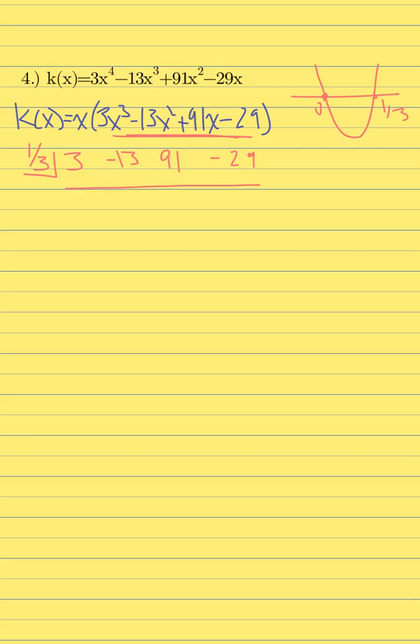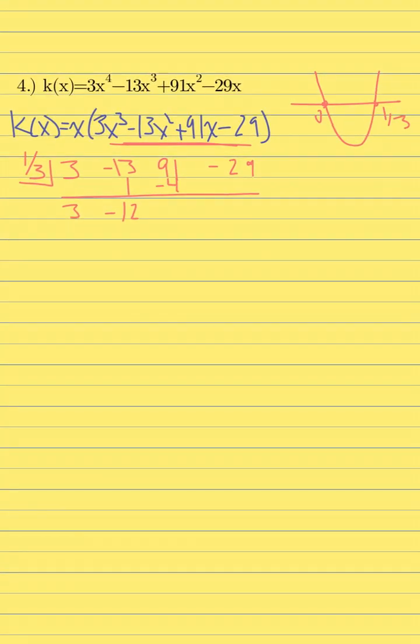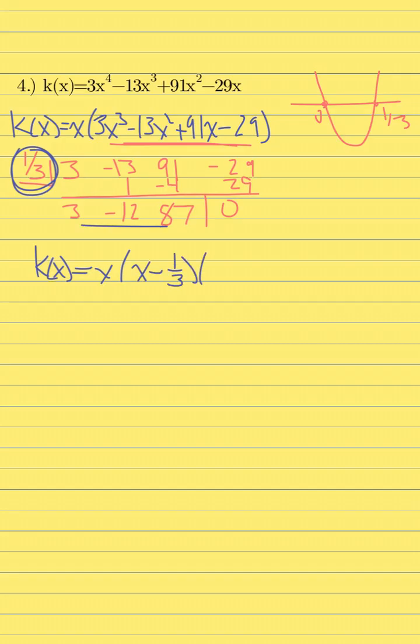Now, when we do that, bring down the 3. 1/3 of 3 is 1. That would make negative 12. 1/3 of 12 is 4, so we're at negative 4, which makes 87. All right. 1/3 of 87 is 29, so we add them together and we get 0. Terrific. So that means that k of x was x times all of that, but now we've got x times our x minus 1/3, and this part, the 3x squared minus 12x plus 87.